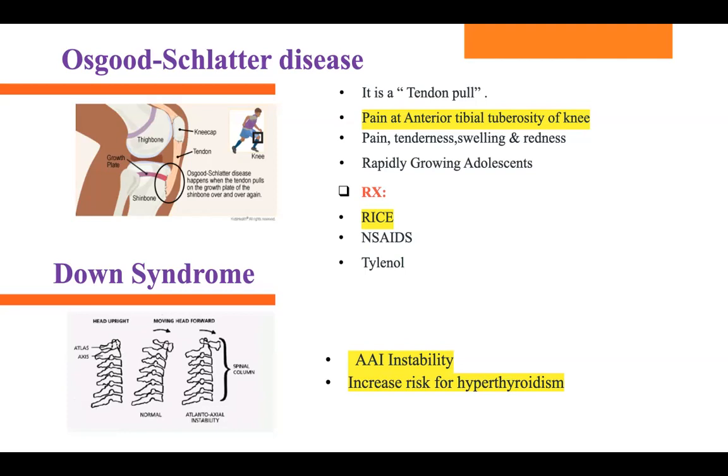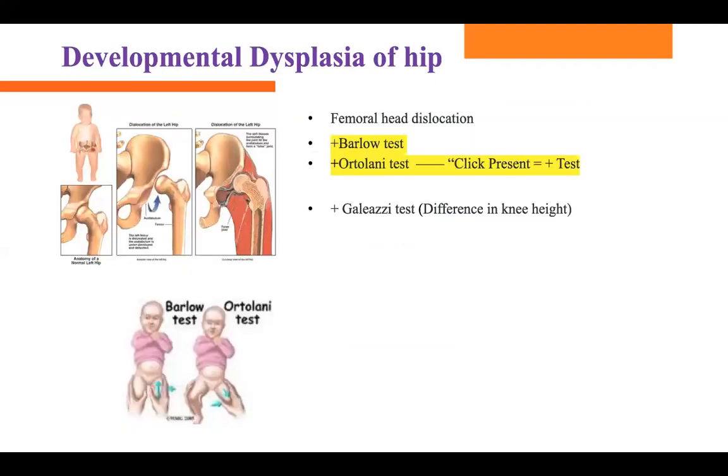What happens with Down syndrome? What kind of joint do they have problems with? Atlantoaxial instability, AAI. They also have increased risk for hypothyroidism. Newborn, they have positive Barlow's test and Ortolani test. What do you do? Refer them because they probably have femoral head dislocation.